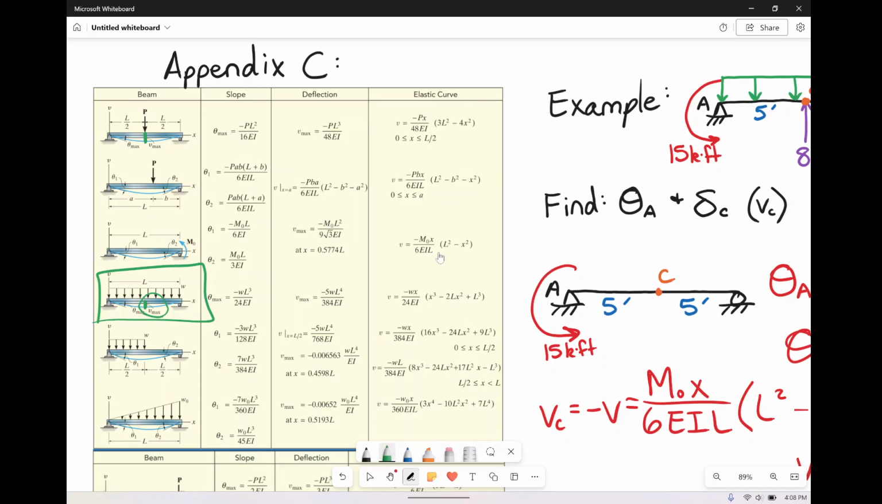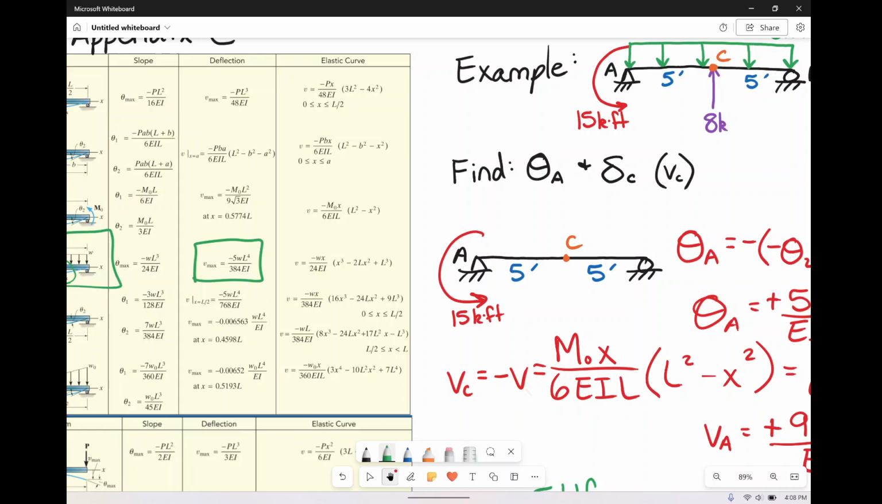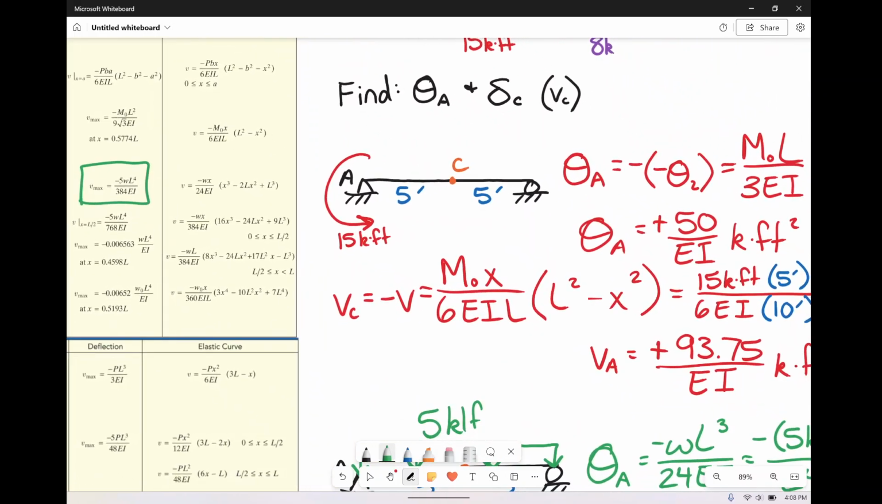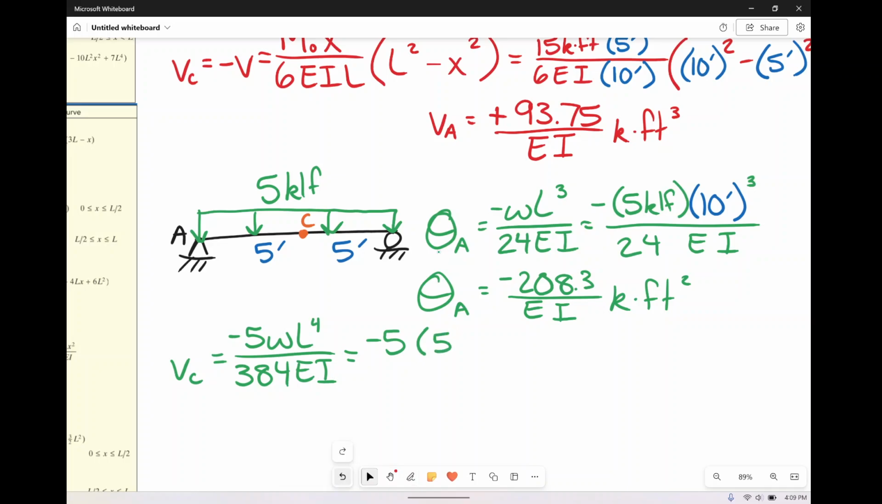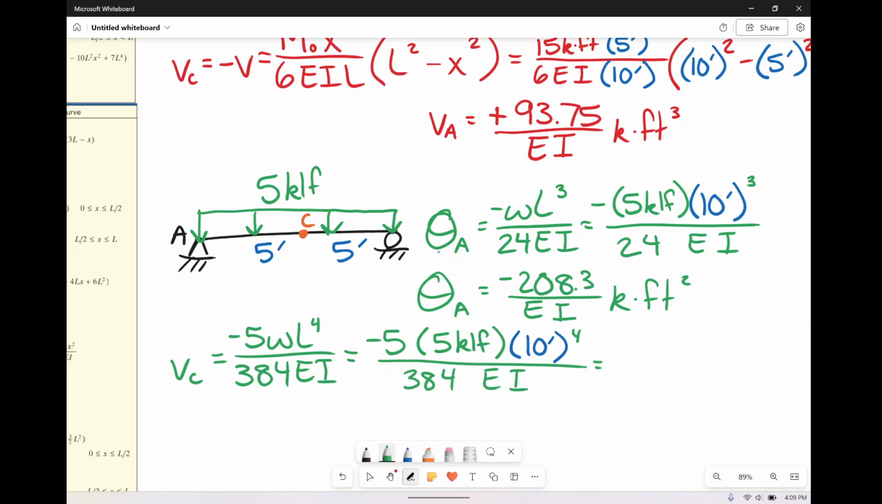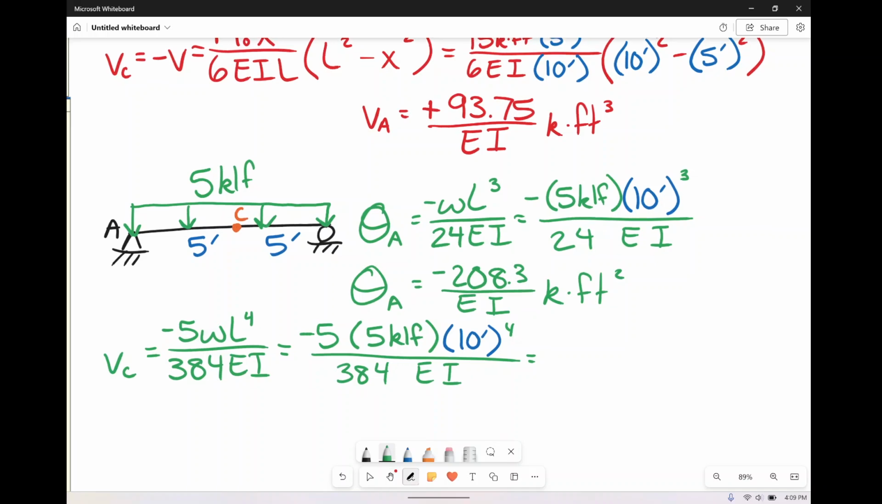Right, but that's not our case. Our case is this one, and V max is at L over 2. So minus 5 WL to the 4th divided by 384 EI. Plugging that in: minus 5 times W, which is 5 kips per linear foot, times L, which is 10 feet, raised to the 4th, divided by 384 EI. What we get for our deflection is minus 651.0 over EI, and this is in kip feet cubed.